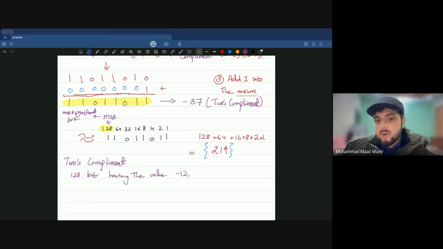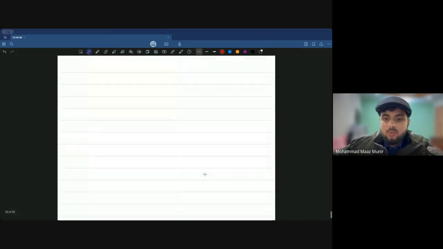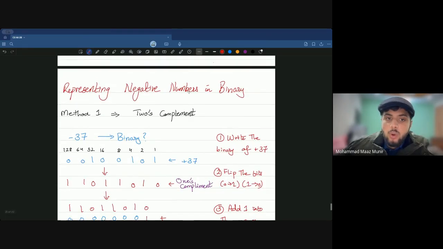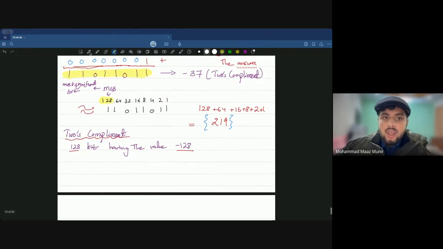So it's basically that when we make use of 2's complement, your 128 bit no longer has the value of 128. Perhaps it has the value -128. So this means that if I have to now redo it, because we use the method of what? We use the method 2's complement. This means that the final binary up here has the 8th bit as -128.